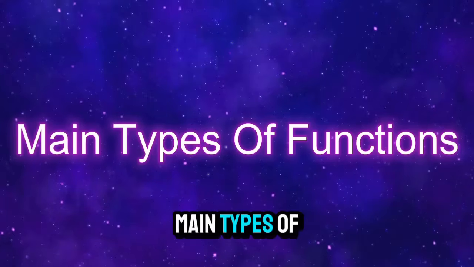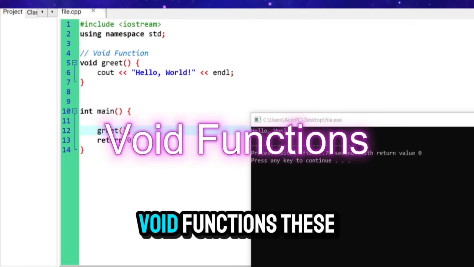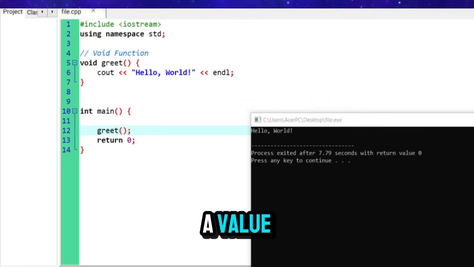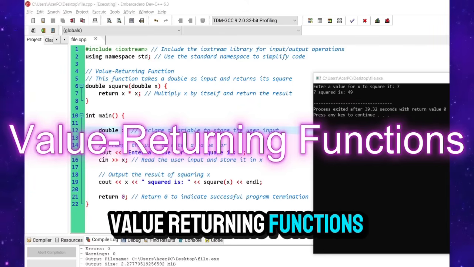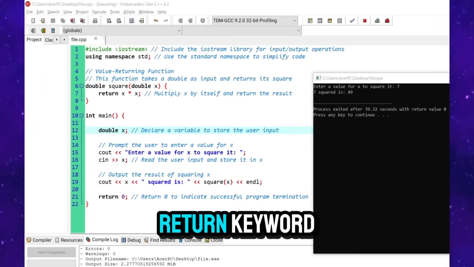There are two main types of functions in C++. Void functions. These do not return a value. Value returning functions. These return a value using the return keyword.